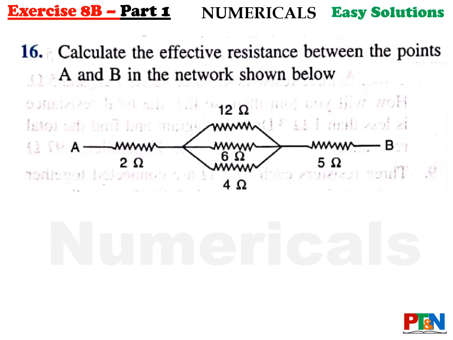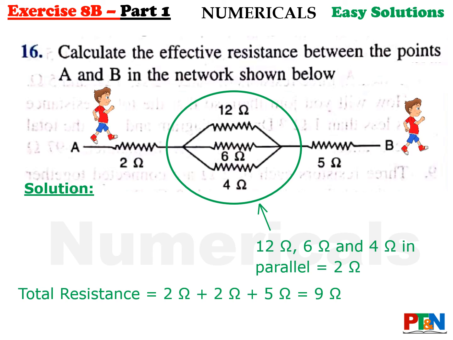Again, calculate the effective resistance between point A and B. Again, you need to travel, right? So let's see the answer. Travel from A to B. Only thing in the mid part there are 3 resistors in parallel. Attack that first. So 12 ohm, 6 ohm and 4 ohm. You put in that formula 1 by Rp is equal to 1 by 12 plus 1 by 6 plus 1 by 4. That will give you 2 ohm as the equivalent resistance of this parallel combination. So total resistance will become 2 ohm plus 2 ohm plus 5 ohm. That is 9 ohm.